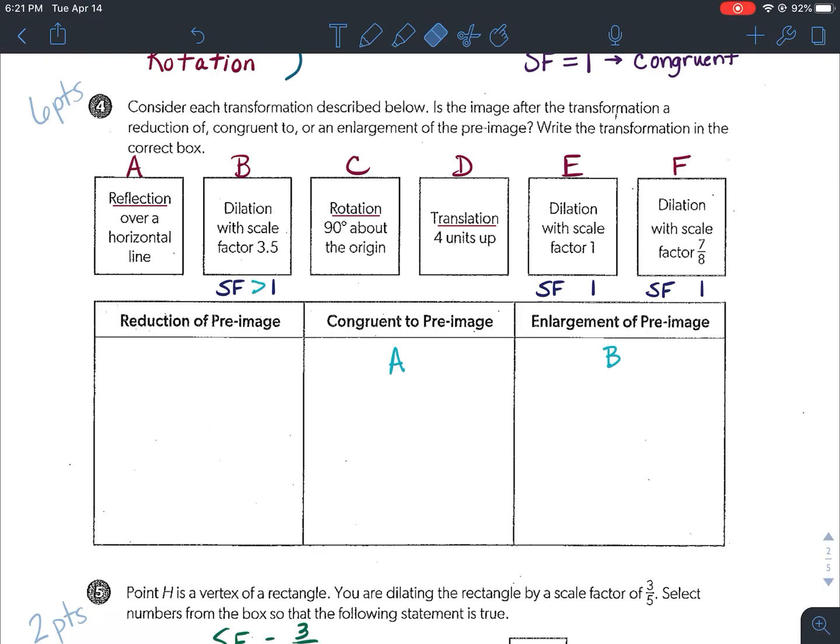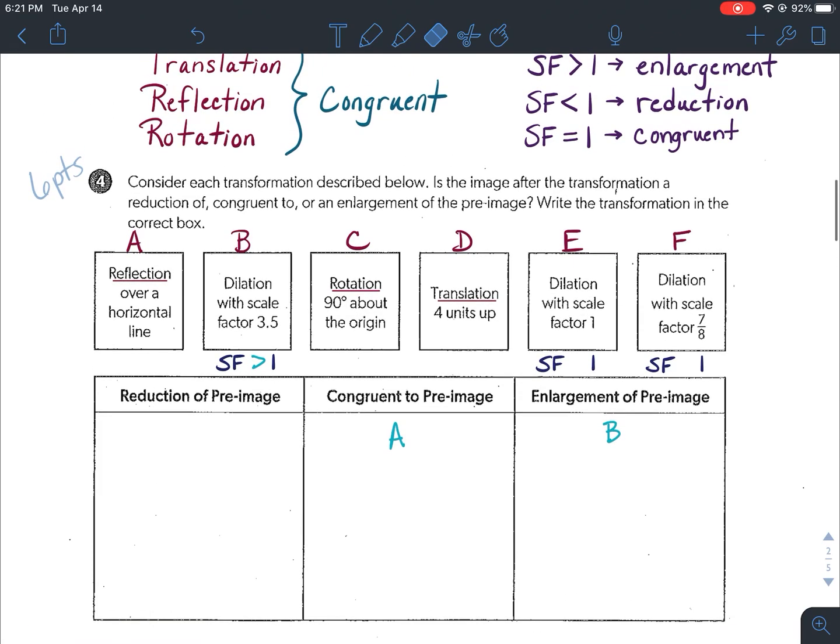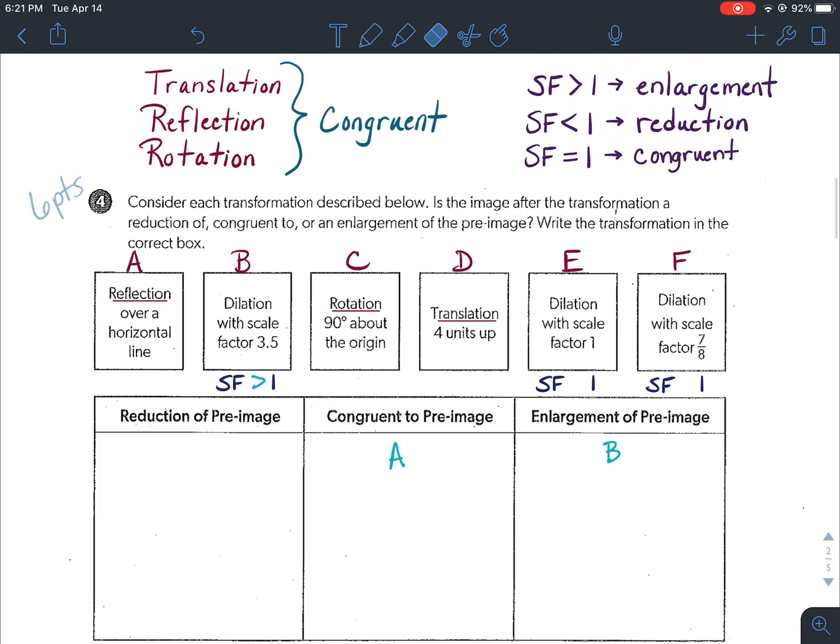Okay, so go ahead and use the information up above. Answer C through F. For E and F, go ahead and write down greater than, less than, or equal to with your scale factor, comparing it to 1, and put the correct letter above the boxes in the correct column. If you have any questions for number 4, let me know.